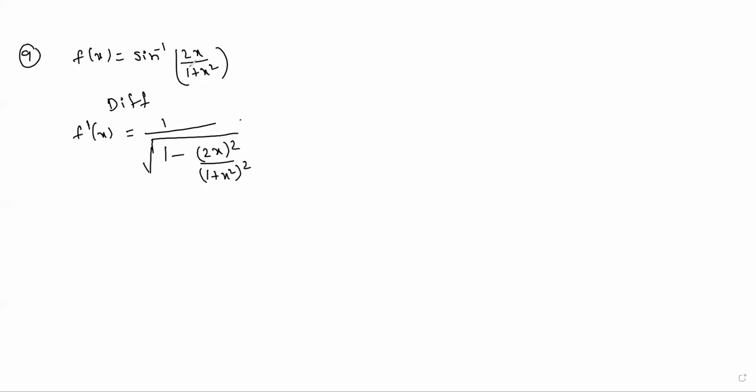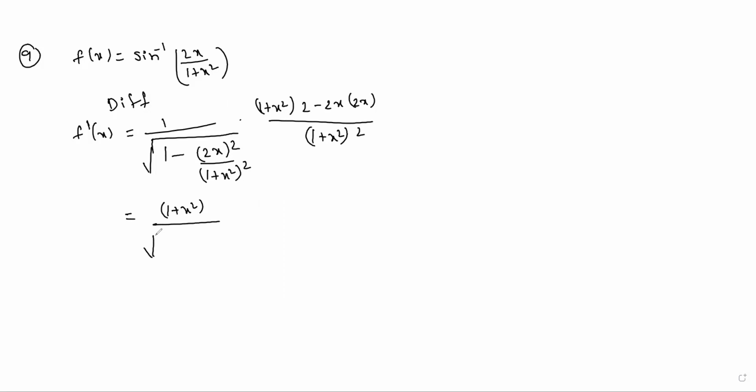Okay, the inner function is 2x by 1 plus x square. We have to apply the u by v formula: v into the derivative of 2x, which is 2, minus 2x into u, where u is 2x, into v dash. Now the derivative of 1 plus x square is 2x again. Divided by v square, 1 plus x square whole square. By taking the LCM, which is 1 plus x square whole square, while coming out of the root it becomes only 1 plus x square.